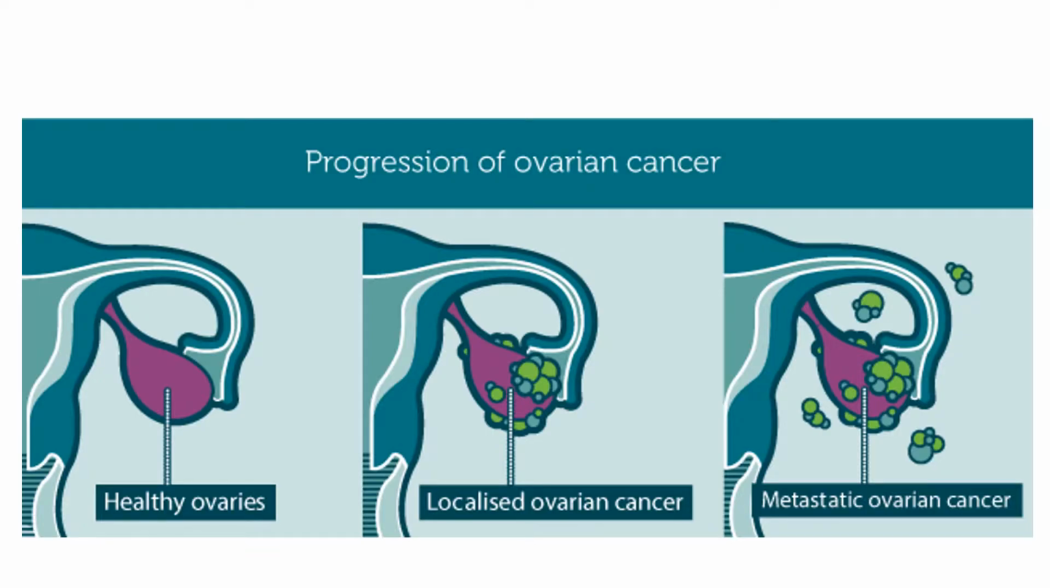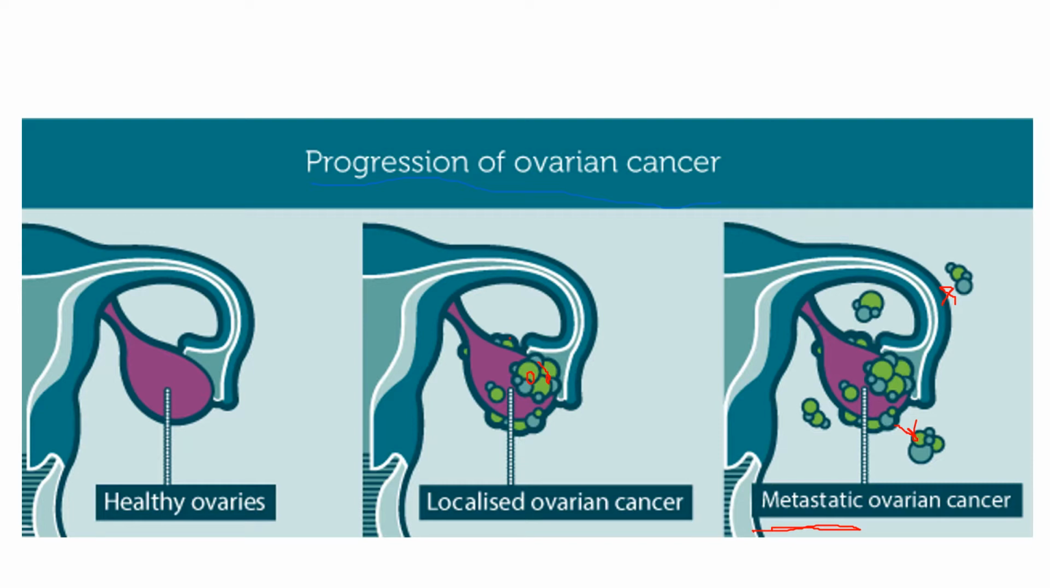So again, the process or progression of ovarian cancer. All right, so basically here, a healthy one, but now cells are beginning to divide uncontrollably, and this is where it gets even more dangerous, where it metastasizes. That's basically where the cancer breaks off, all right? And it can go to other parts of the body.